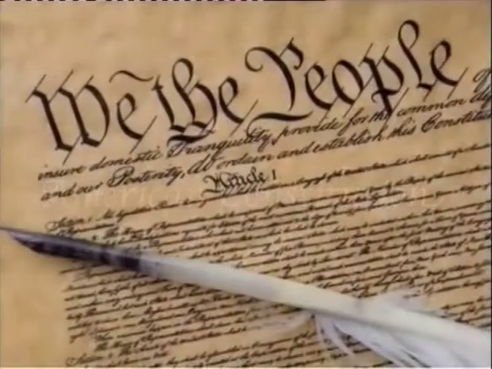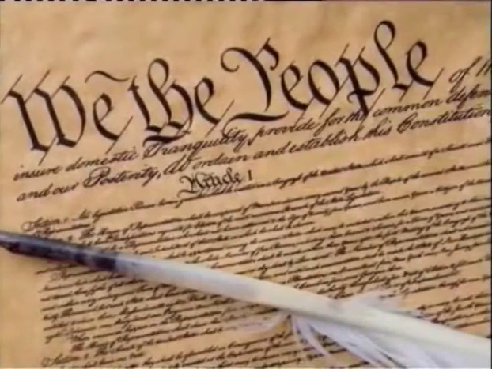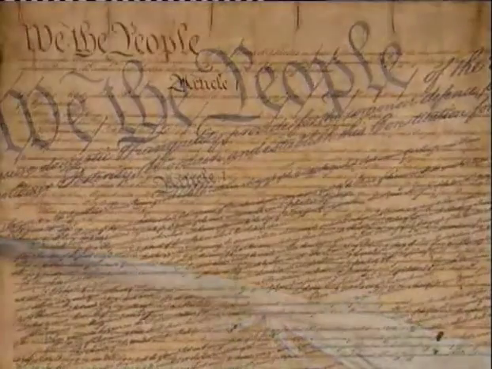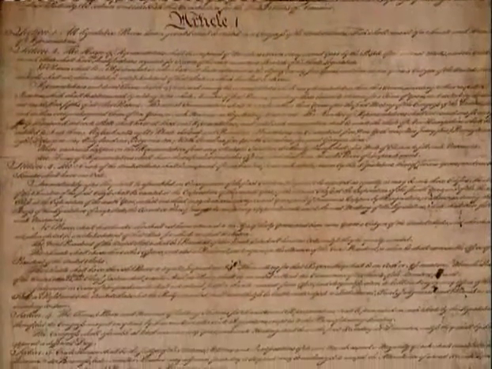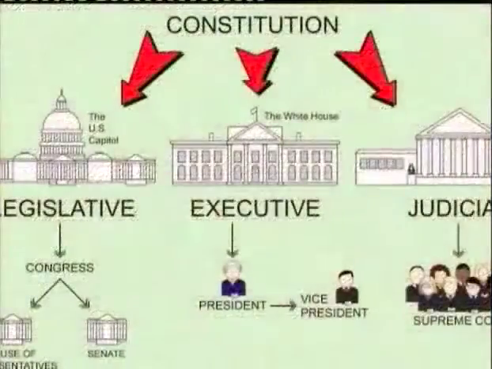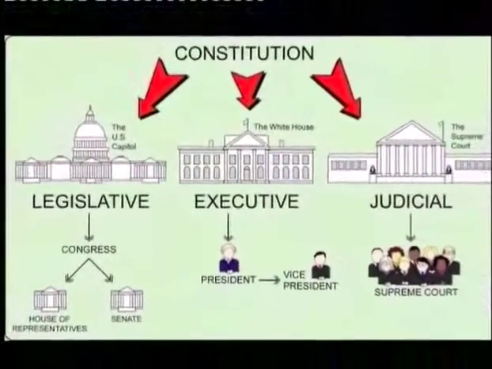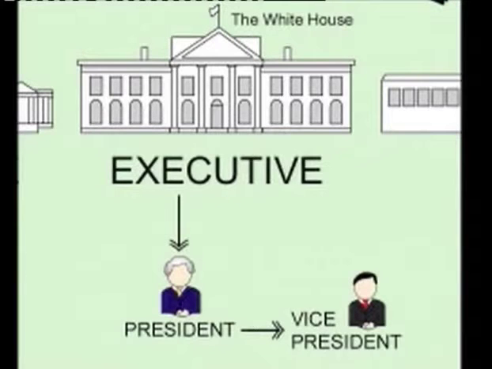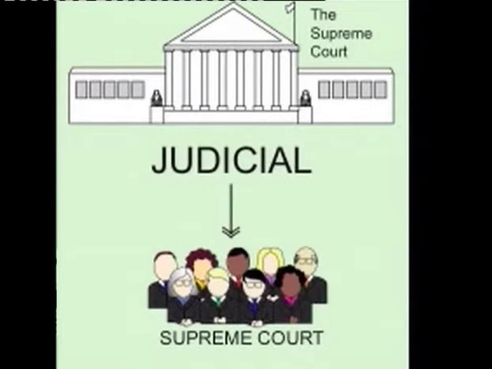The American Constitution is the supreme law of the United States of America since 1789. It provides the framework for the organization of the United States government. The document outlines the three main branches of the government: the legislative branch with a bicameral Congress, an executive branch led by the President, and a judicial branch headed by the Supreme Court.